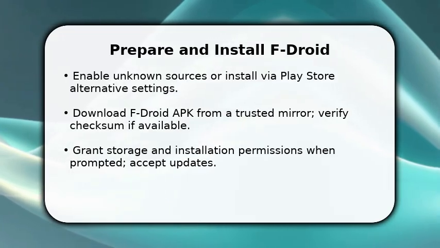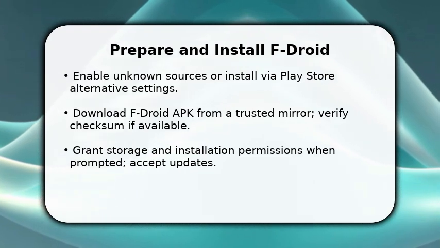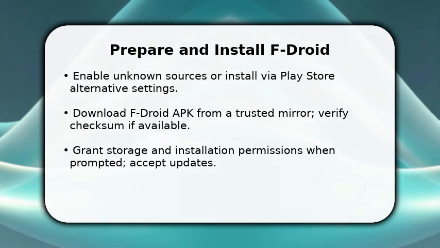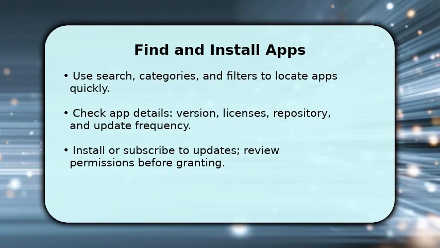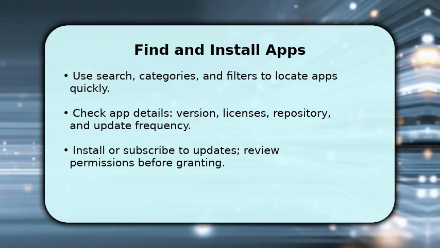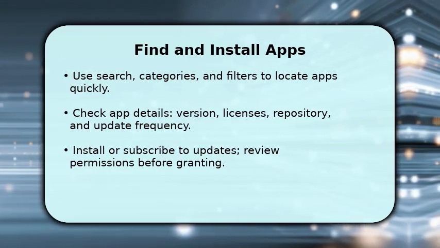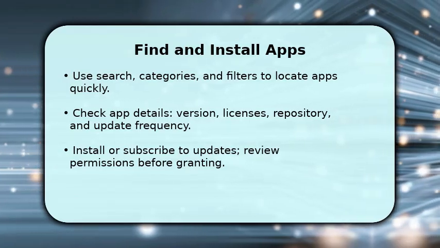Once done, open F-Droid and allow it to refresh its repository index so you see available apps. You now search and choose apps inside F-Droid. Use the search bar or browse categories to narrow results and apply filters for privacy or maturity. Tap an app to read its description, license, source repository, and last update so you understand maintenance and trust.